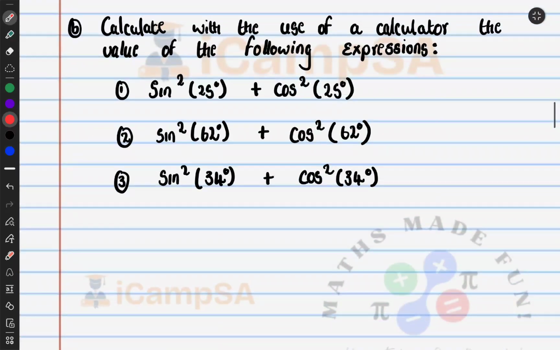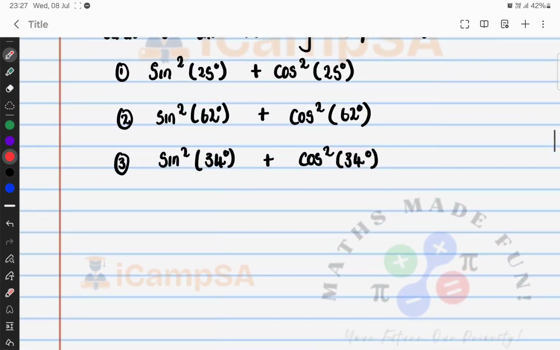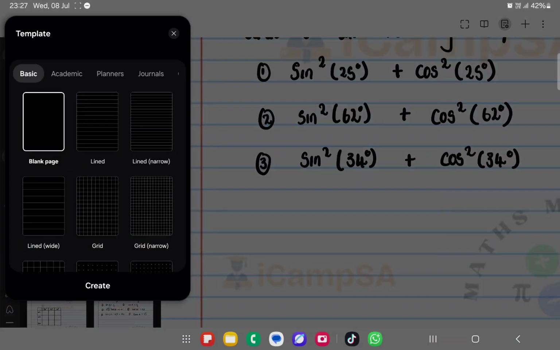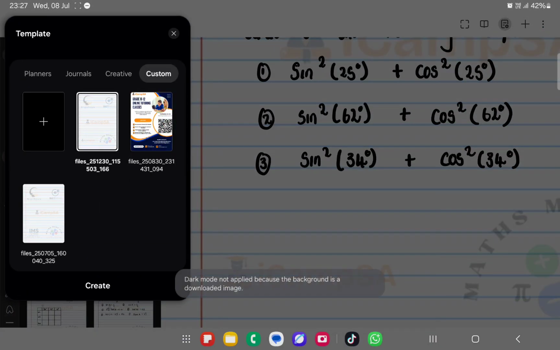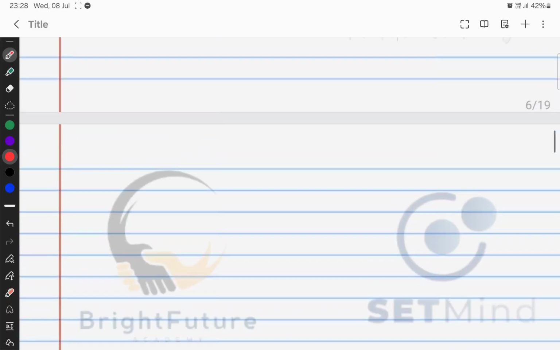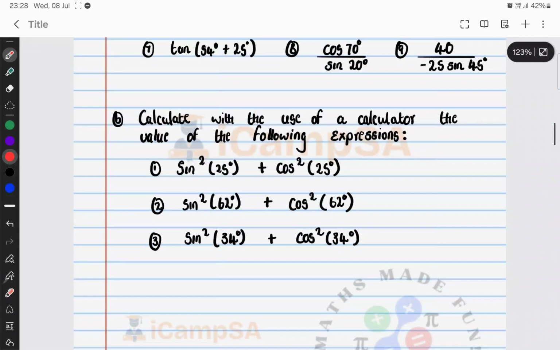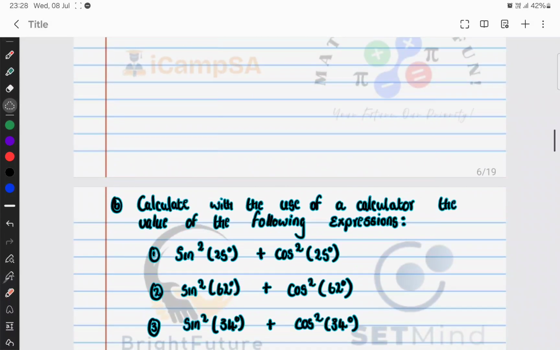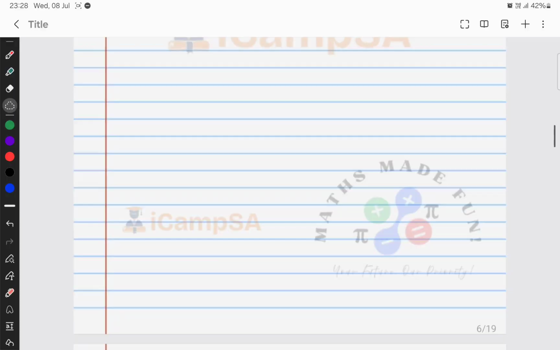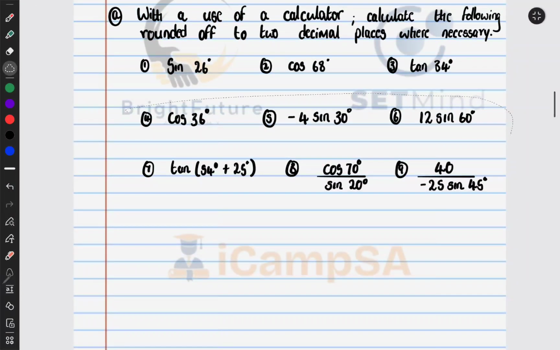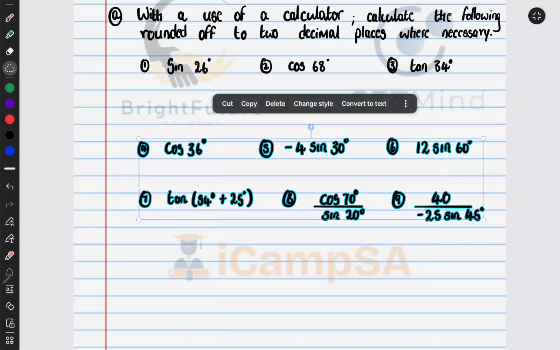Let me try to make some space. I think we need to add a page here. Add a page. Okay, and then I will just take this to the new page. Still example number 2. Okay, and then just to create some space for what we are doing here.